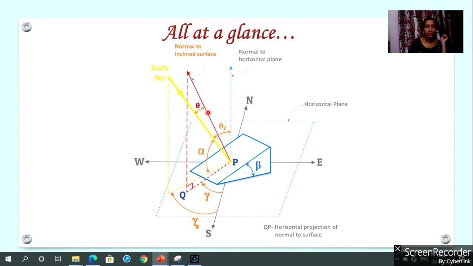Okay, theta. So next angle is gamma, the surface azimuth angle, which was the angle between line due south and the horizontal projection of normal to the inclined surface on the horizontal plane. Horizontal projection of this normal to the inclined surface. And the angle between this line and line due south is surface azimuth angle gamma. And also beta. Beta is the angle by which this plane is inclined to this horizontal surface. That is beta. So these are the various sun earth angles.